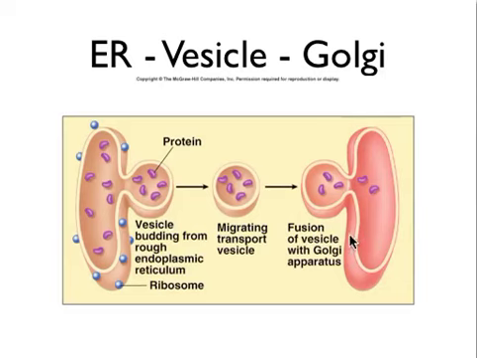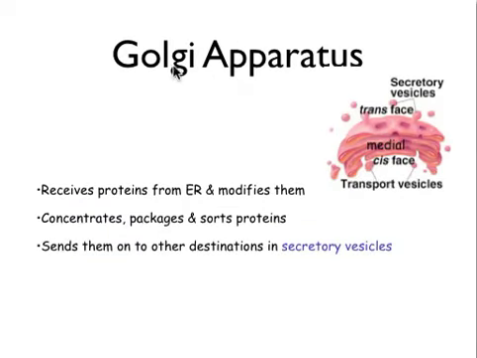The vesicle fuses with the Golgi apparatus membrane, and the proteins are carried inside the Golgi apparatus. This is necessary because the Golgi apparatus receives proteins from the endoplasmic reticulum and modifies them. So basically it concentrates them, packages them, and sorts them out, and then sends them to their destinations in secretory vesicles. This is a picture of the Golgi apparatus. So we have the cis phase, where the vesicles come in from the endoplasmic reticulum. This is its inside, the middle part of it. It's called the medial. And then this is the trans phase, where secretory vesicles are formed and then sent off to send proteins to their destinations.